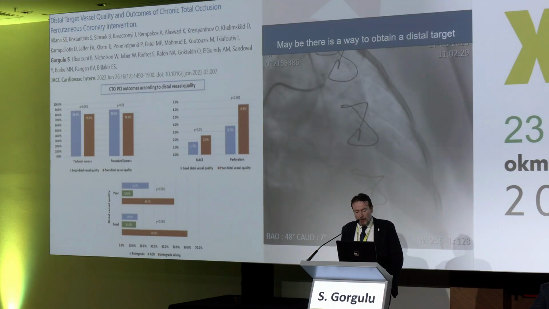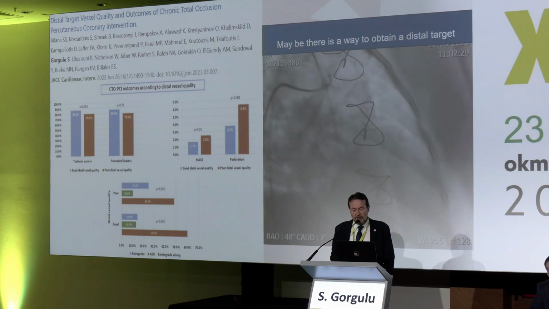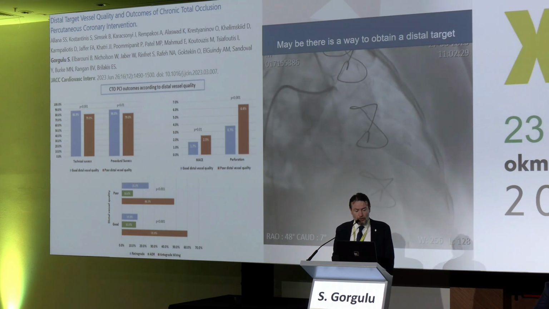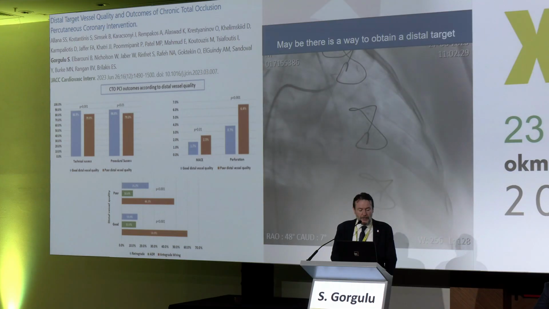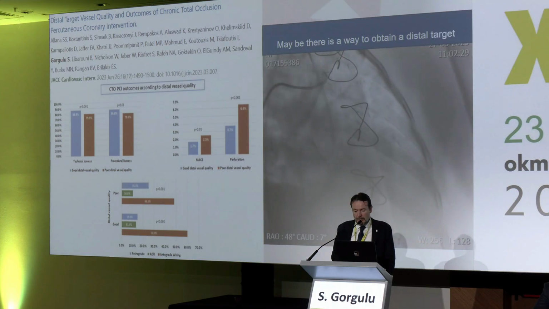So here, the problem is we need a distal target vessel. First, we have to obtain a distal target vessel. We don't know where to go. This is an ambiguous cap. We don't know antegradely where to go. We don't know retrogradely where to go. And the distal target vessel quality is not good. And the MACE rates are higher, the technical success rates are low, and the option we can treat this is, for me, only retrograde. I don't see any antegrade here, and it's very messy here.